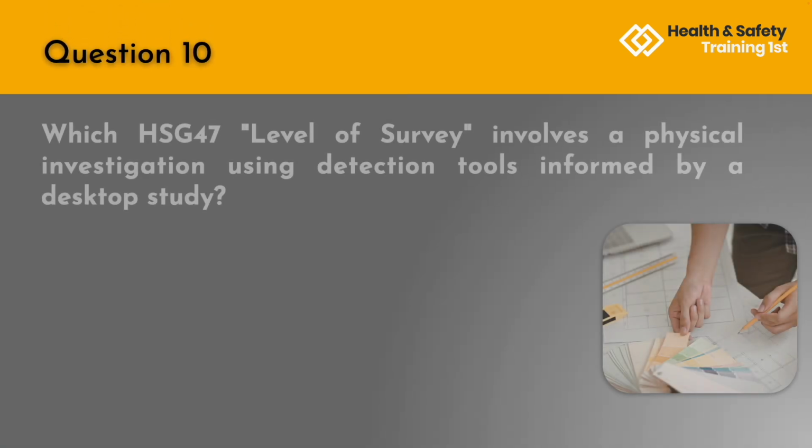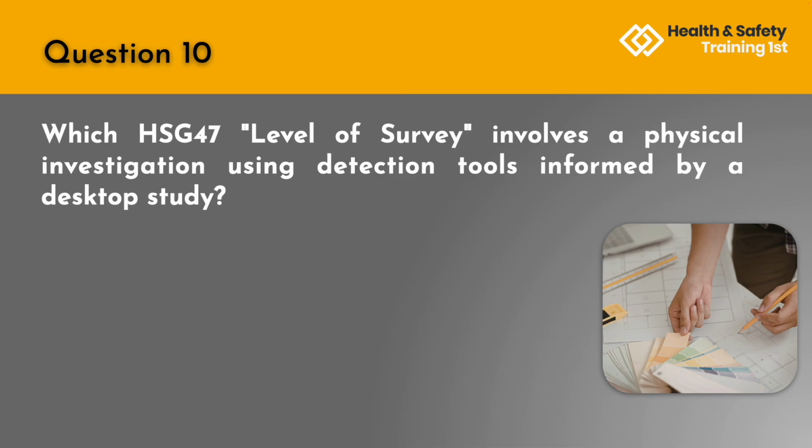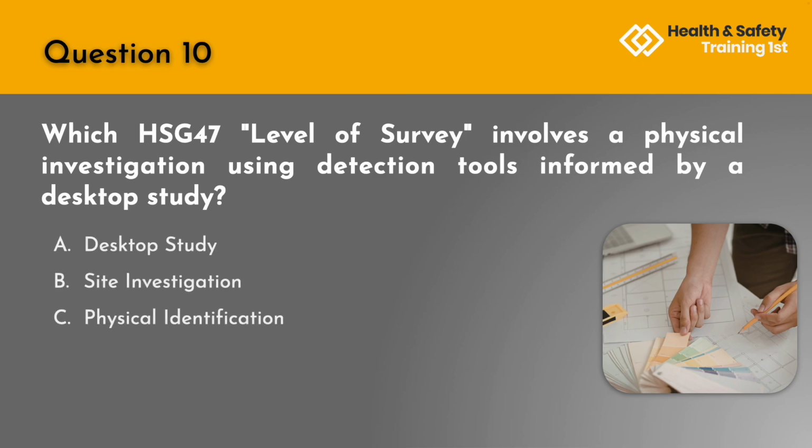Question 10. Which HSG 47 level of survey involves a physical investigation using detection tools informed by a desktop study? A. Desktop study, B. Site investigation, or C. Physical identification?